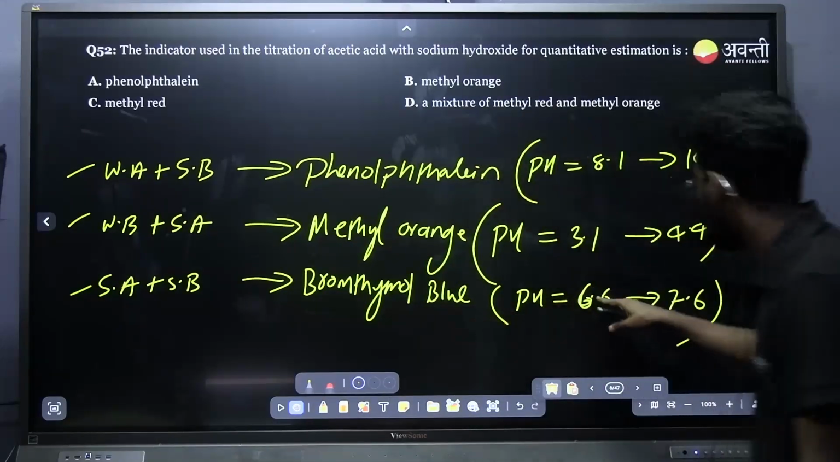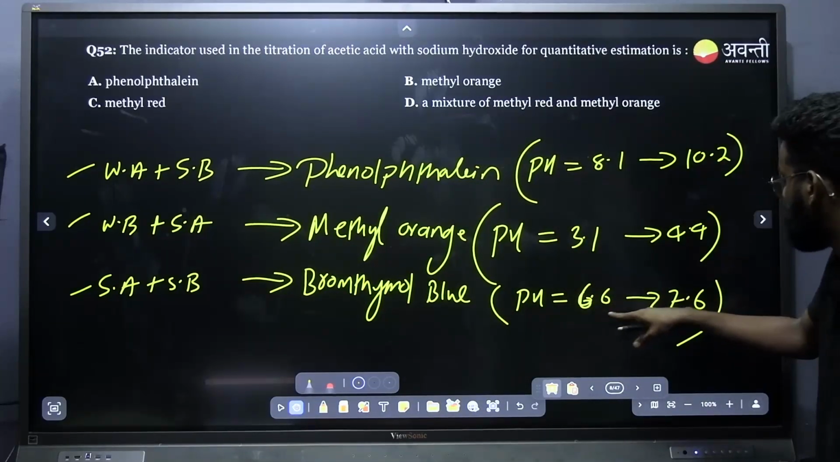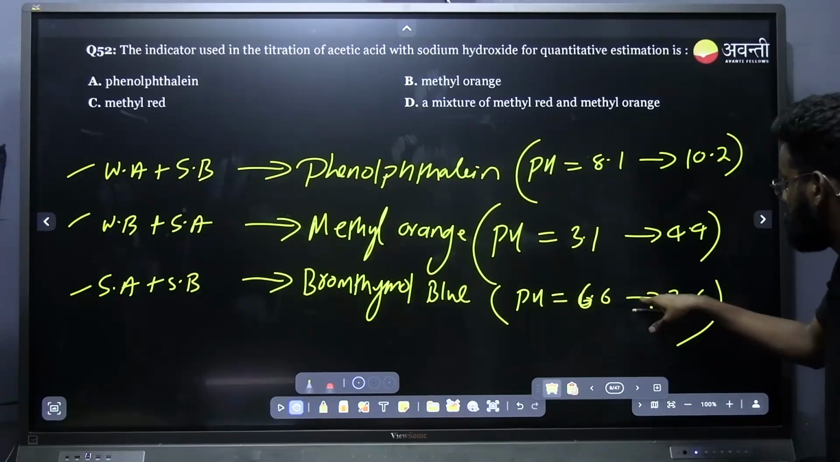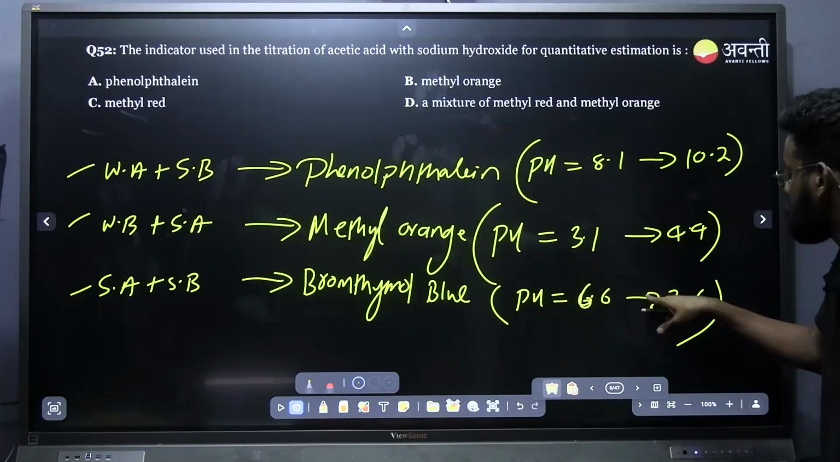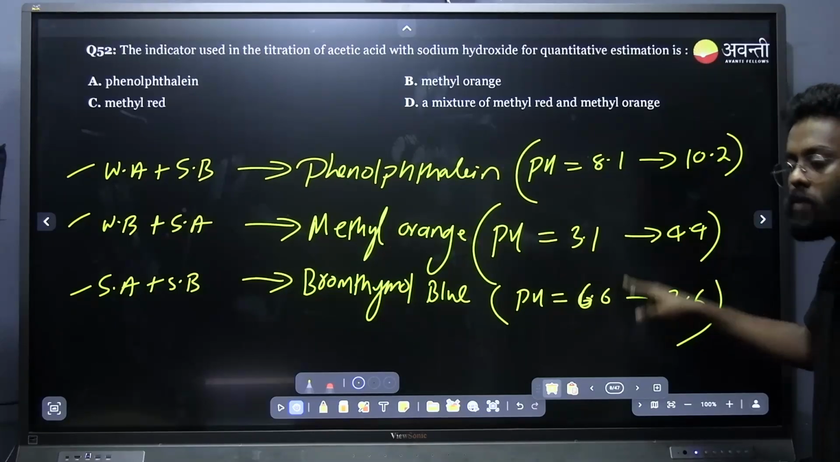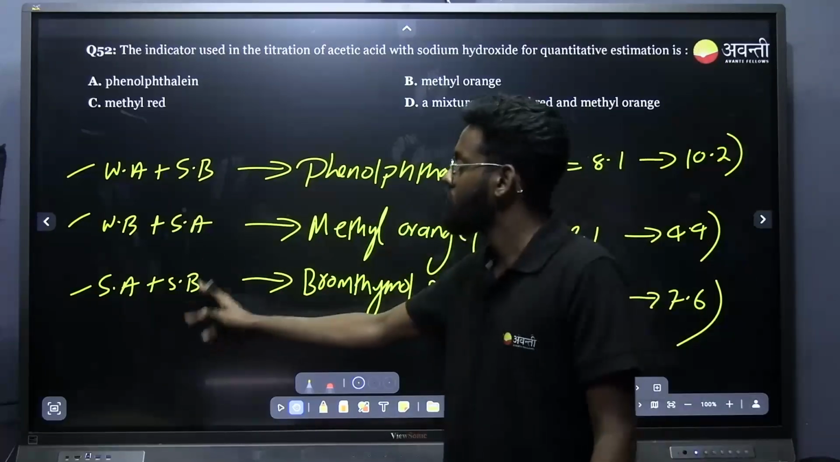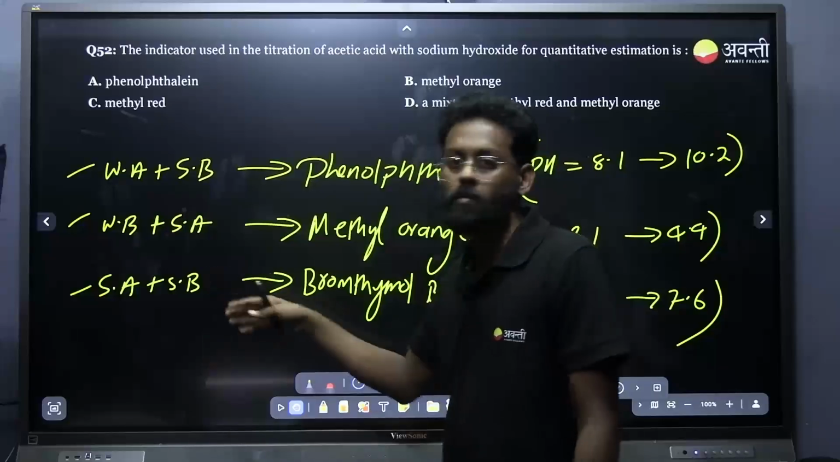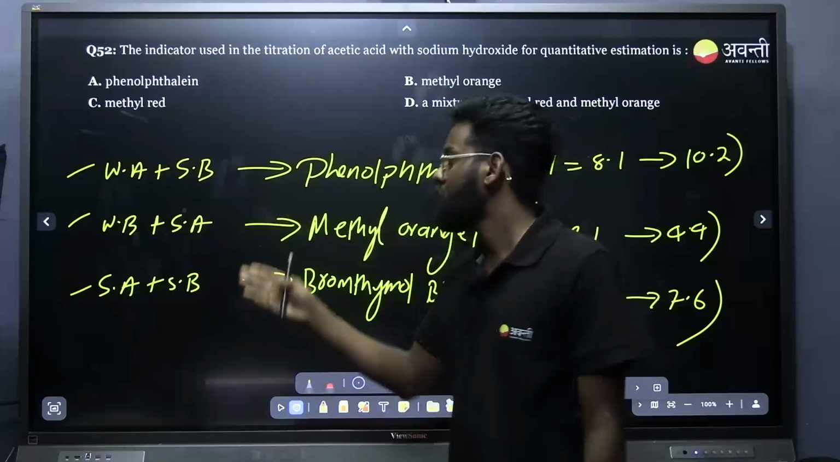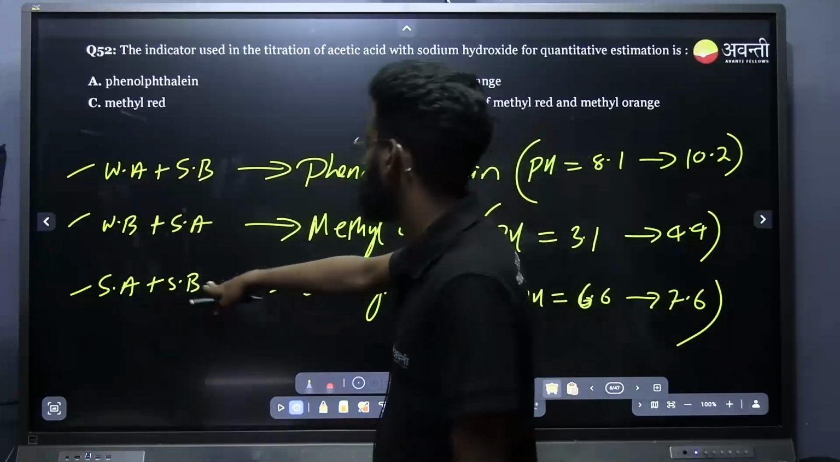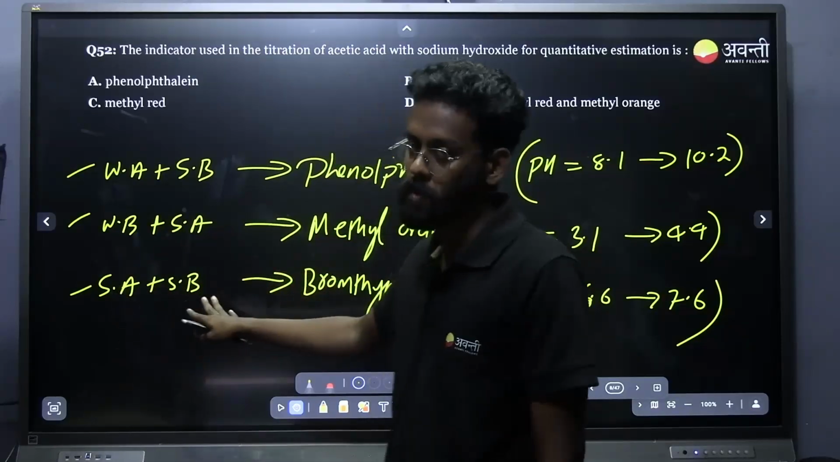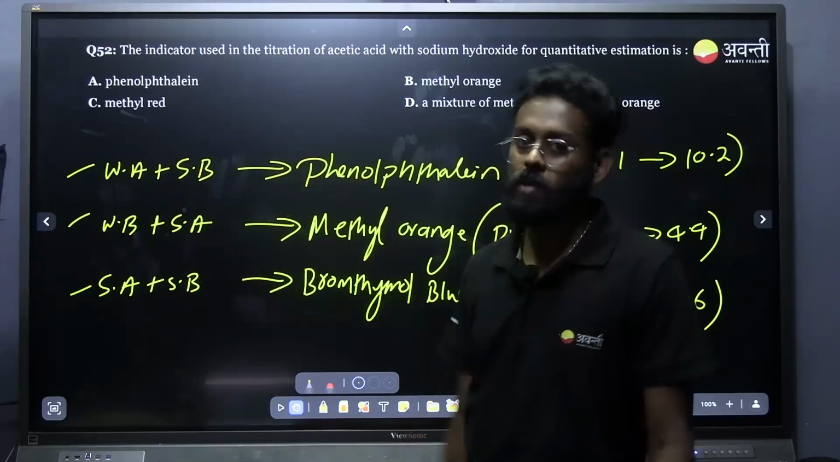So the indicator whose pH range is neutral, here you can see there is a pH range of neutral, right? So that can be used for strong acid plus strong base or weak acid plus weak base. Normally we won't do the titration of strong acid plus weak base or weak acid plus weak base. These two are the titrations we normally use.